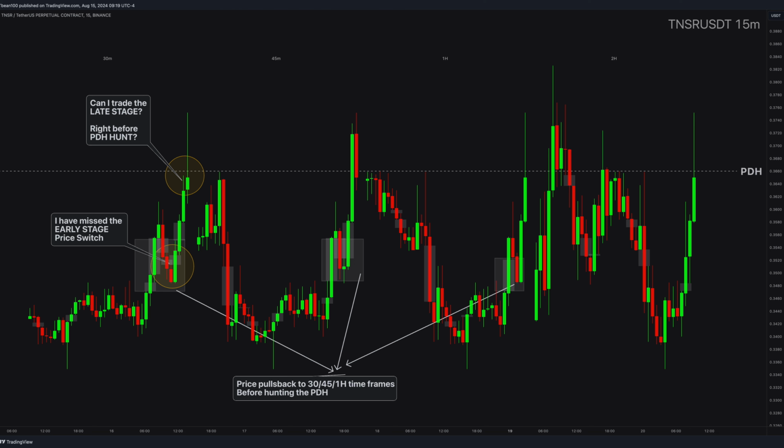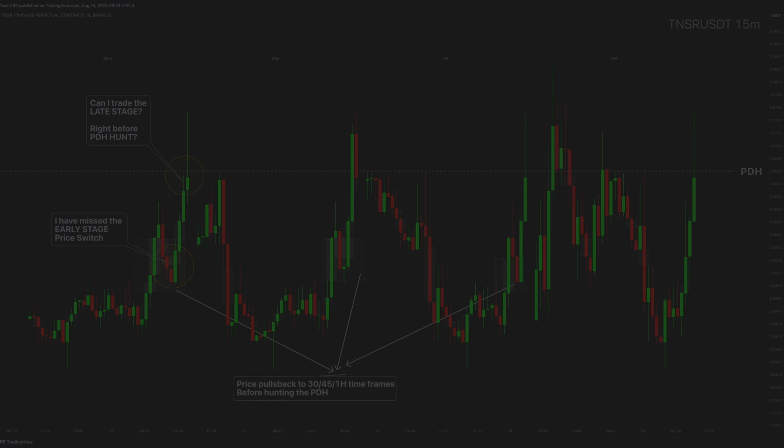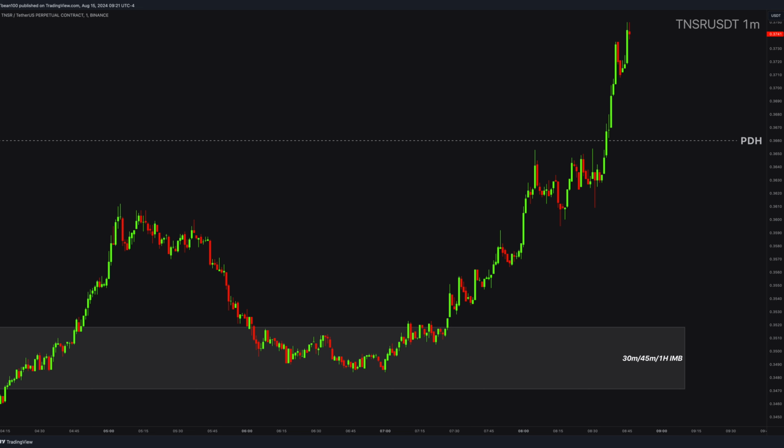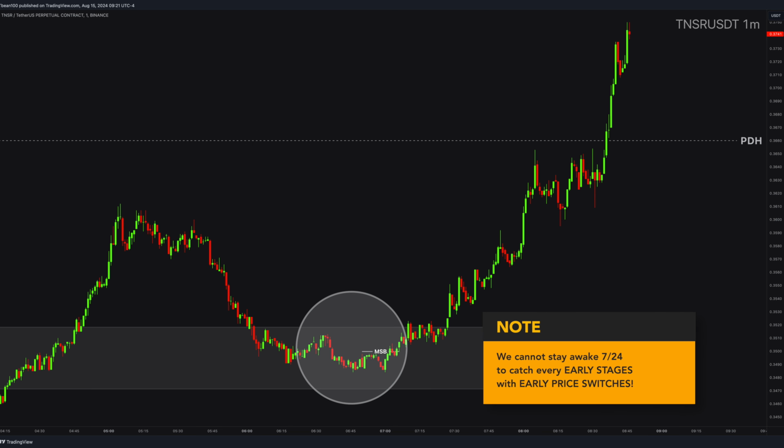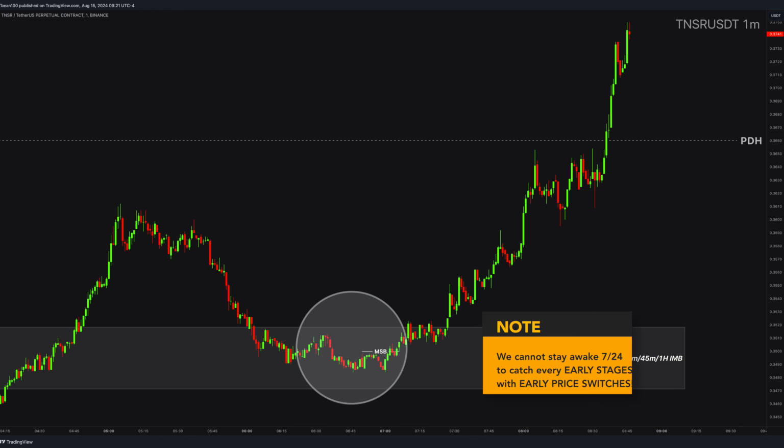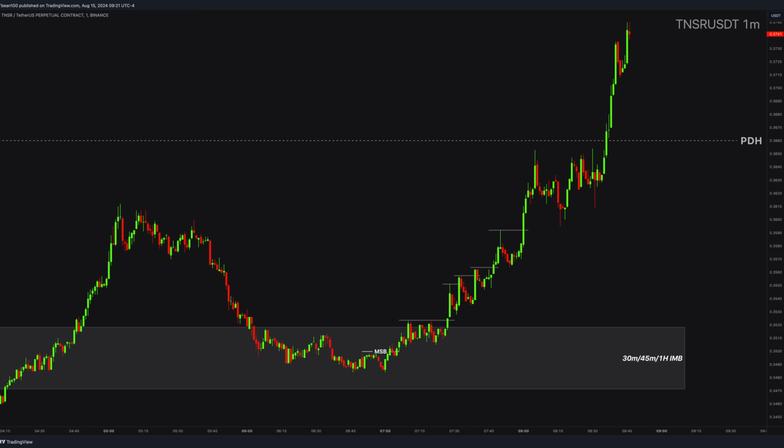Now let's deep dive to the lower time frames and talk more. Now we are in the 1 minute time frame. After triple tap of multiple high time frame imbalances, price shifted right here. It happened way too early and you have missed this. It is 100% acceptable. We can't stay awake for 24 hours to catch every single price rally with an early price switch. However, now look at what happens afterward.